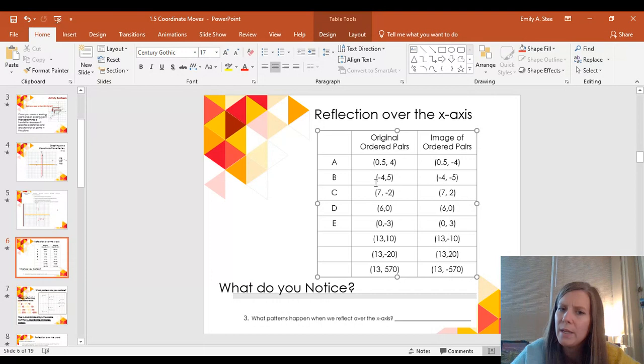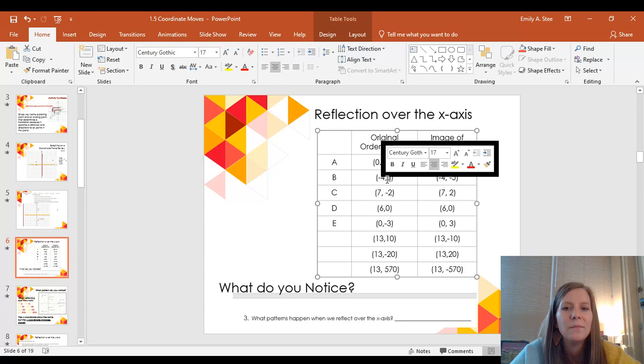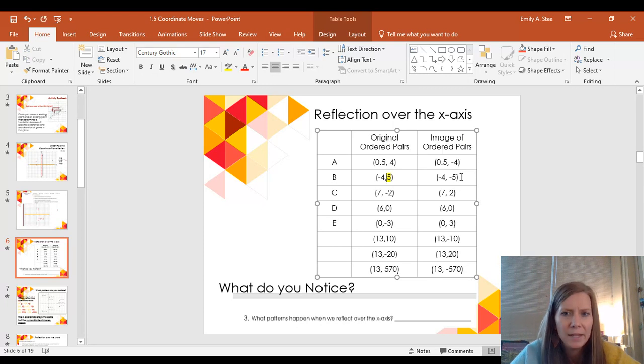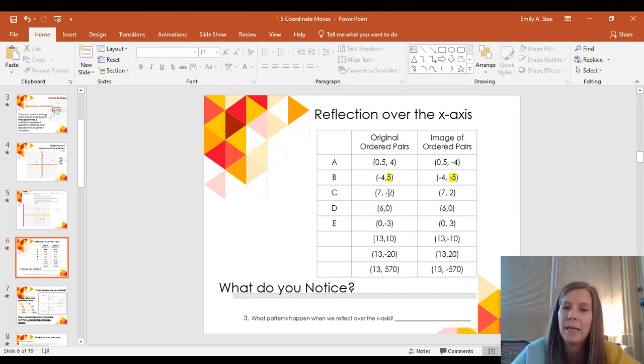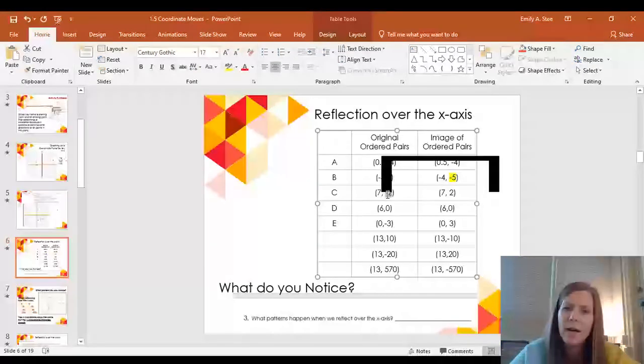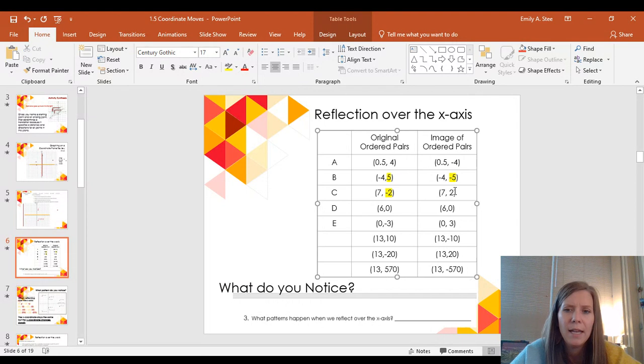Let's look at B. X was -4, x is still -4. Then the y was 5, and it became -5. Okay, C. X was 7, x is still 7. The y was -2, and now it became a +2.